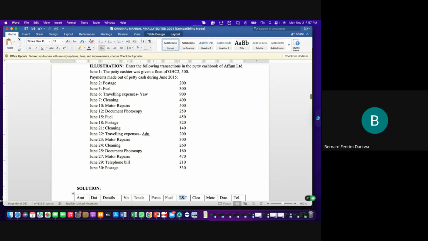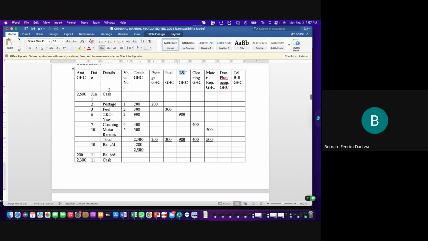So the first one is postage. So you come here and the details, you put down the date: second. You are paying for postage, maybe voucher number 1. Then the amount is 200.